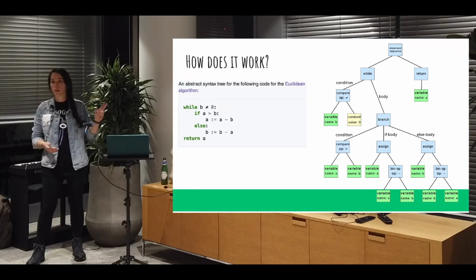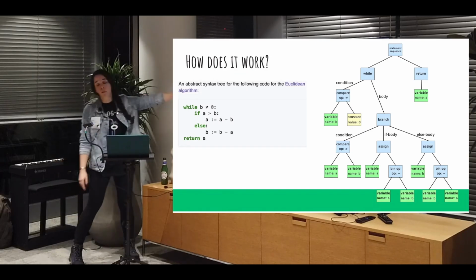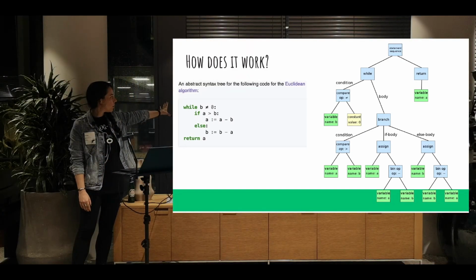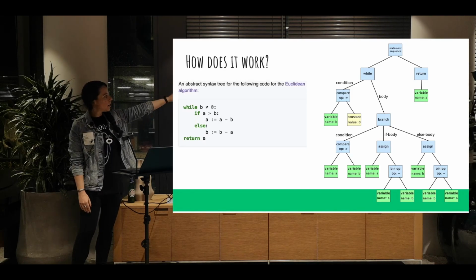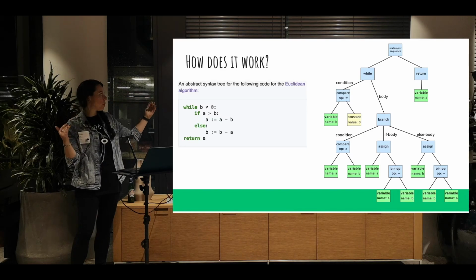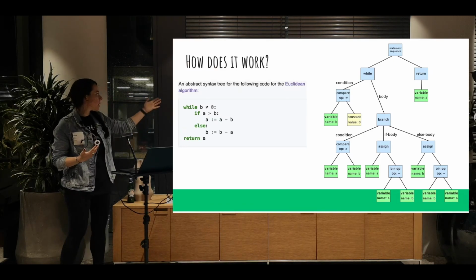A sentence is being tokenized into a tree. As you can see here, this is an example from Wikipedia. We have here the while statement and the return, and this is the tree that the parser goes through to try and analyze the statement.